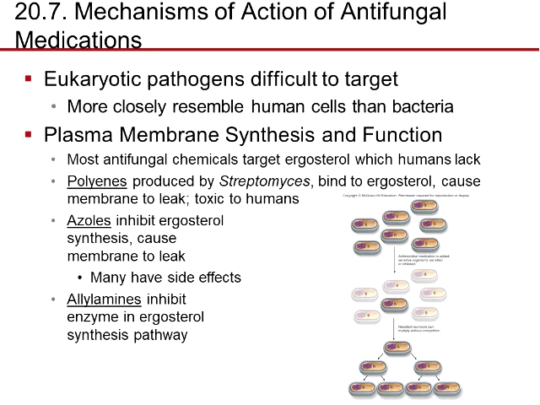So now we're at the right side. Eukaryotic pathogens are difficult to target. They more closely resemble human cells than bacteria do, and we target plasma membrane synthesis and function, if you will.